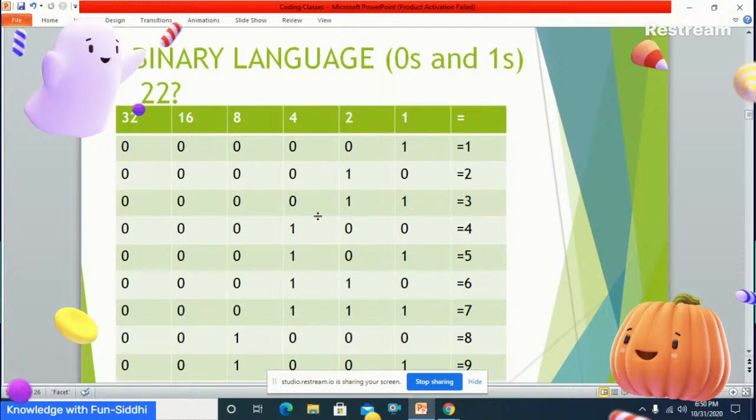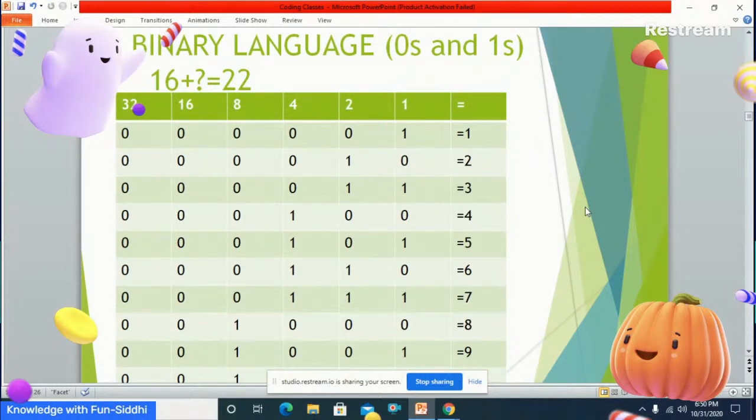I give you a hint. 16 plus what gives you 22? Okay, this is a hint. Abhi you can understand it. It is very easy. जिनको समझ आ गया, they will answer. I know. 16 plus what gives you 22? Okay. So tell fast. No one has answered till now.